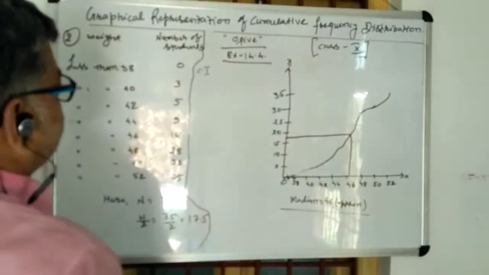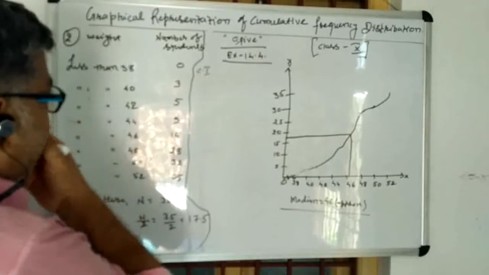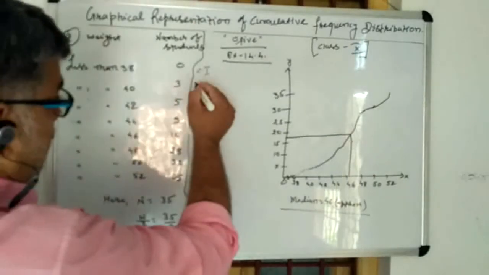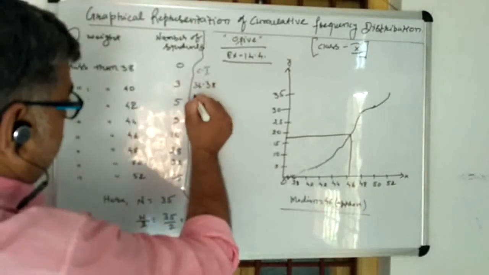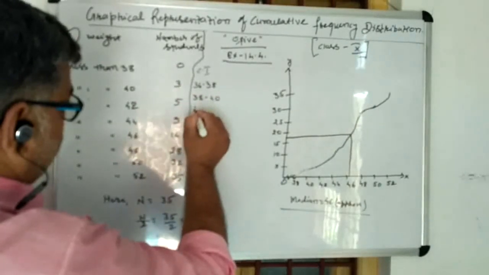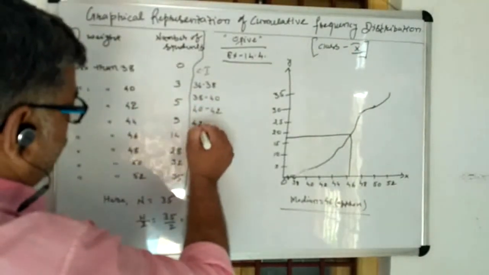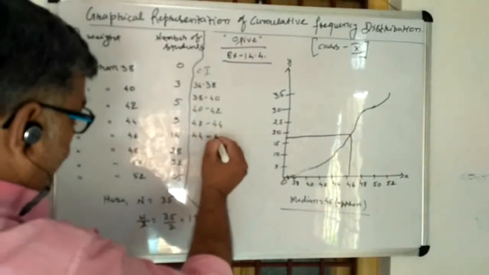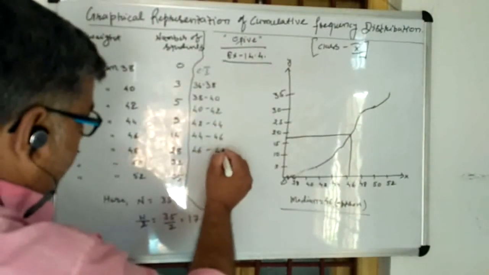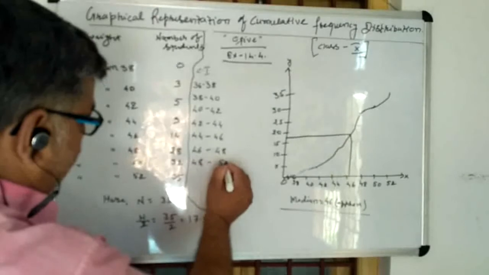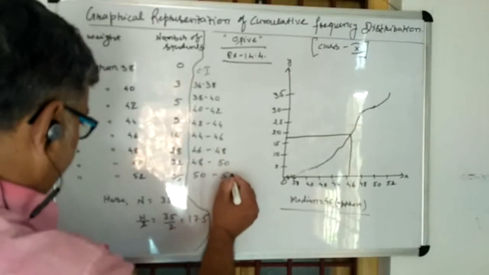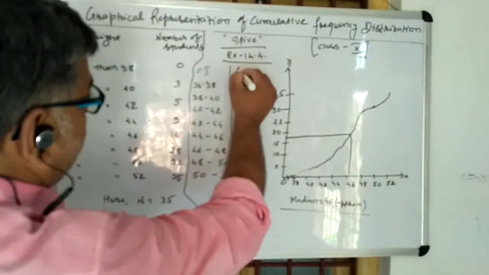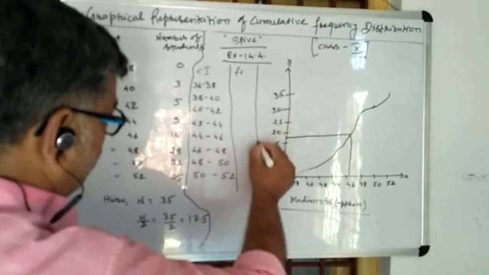So first you take class interval. Your class interval is less than 38. So you may take 36 to 38, 38 to 40, 40 to 42, 42 to 44, and 44 to 46, 46 to 48, 48 to 50, 50 to 52. This is your class interval, and your frequency fi is to be calculated, and your cumulative frequency is given.